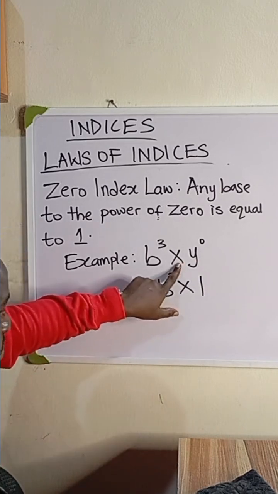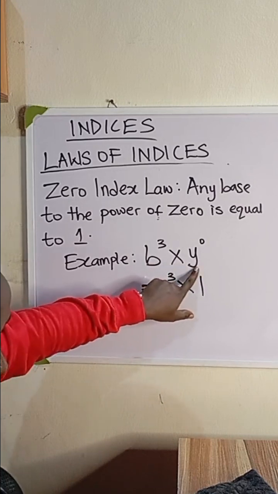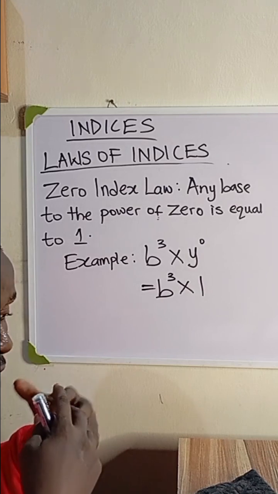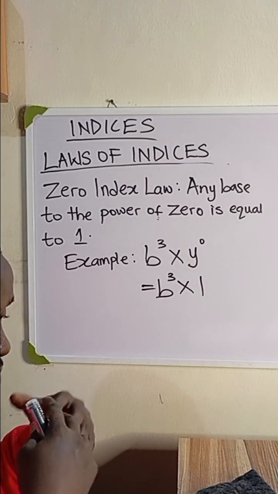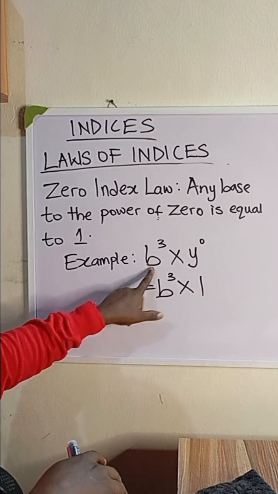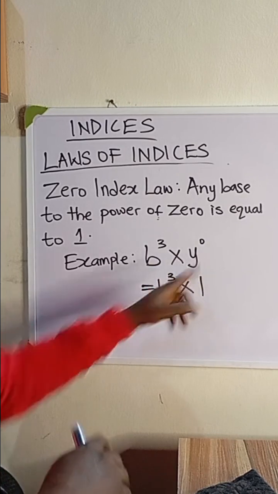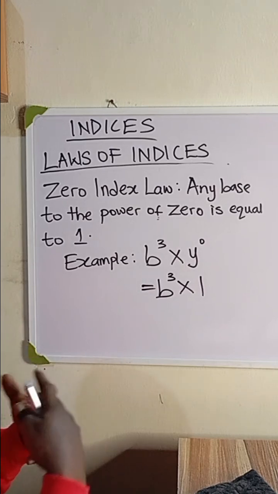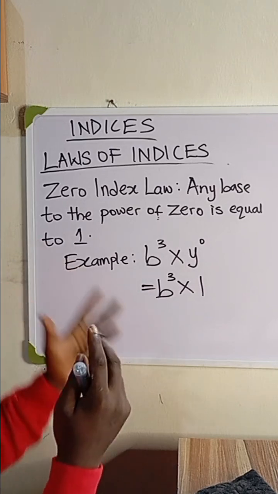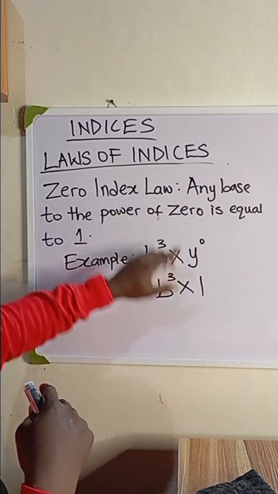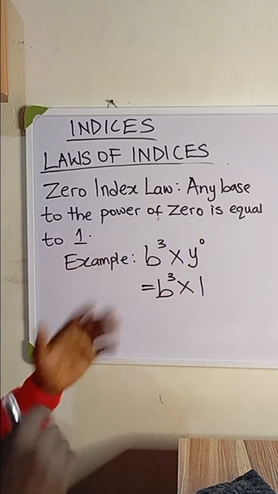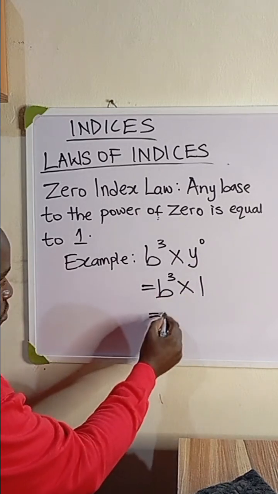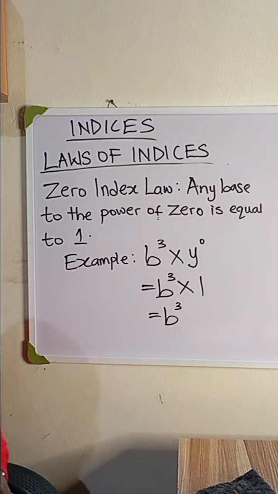Yeah, the sign is multiplication, but the bases are not the same. For you to apply the addition rule when you are multiplying, the bases have to be the same. So here the base is b, here the base is c, here the base is y. So they are not the same. So since the bases are not the same, you can't apply the addition law. But you can apply the zero index law, because y to the power of 0, or anything to the power of 0, is equal to 1. So 1 times b to the power of 3 will give you b to the power of 3. Okay.